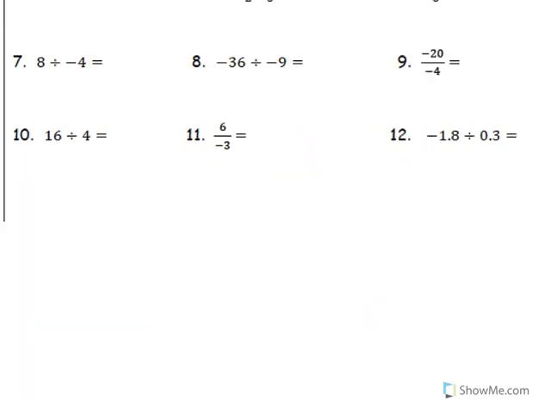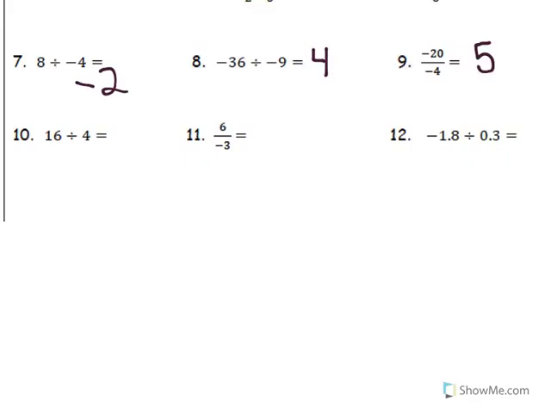Number 7, division problems. Same rules apply. Different signs, negative answer. Same signs, positive answer. Number 7, 8 divided by negative 4. Negative 2. So it's how many times does 4 go into 8? It goes in twice. Negative 36 divided by negative 9 for number 8. A negative divided by a negative is a positive, and it goes in 4 times. Number 9. A negative 20 divided by a negative 4. Negative divided by a negative. Fraction form, but it's still the same. Positive 5.